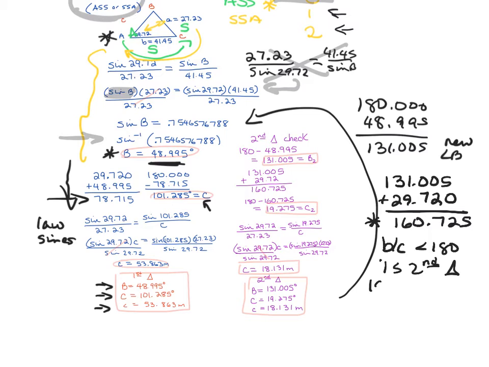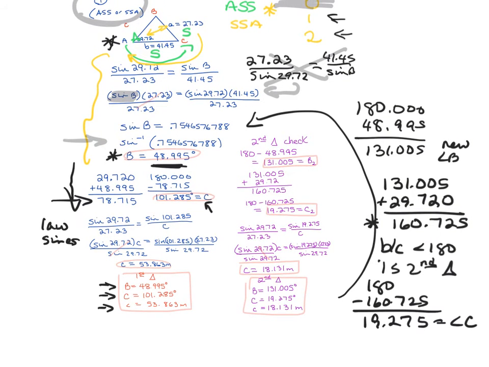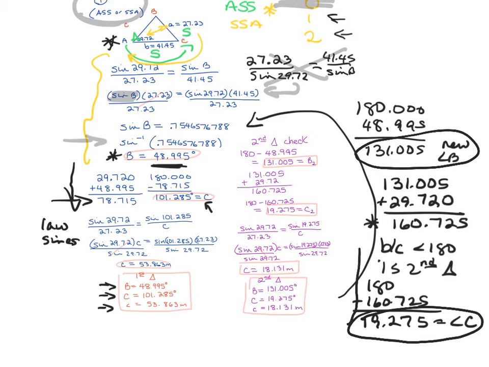So what I'll do is 180 minus 160.725, and what remains now is my third angle, which is angle C. So this one up here was the new angle B. This is now the new angle C. And now to find side length C, I do law of sines.